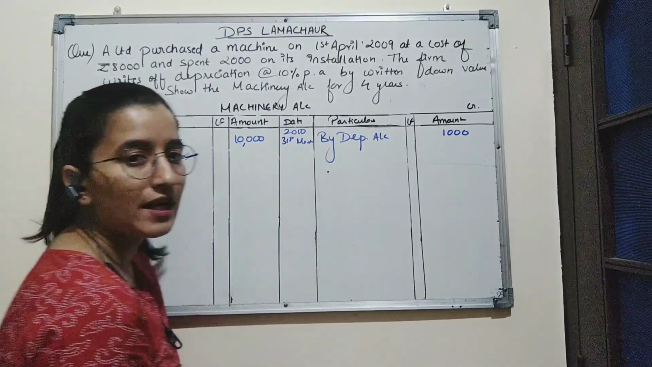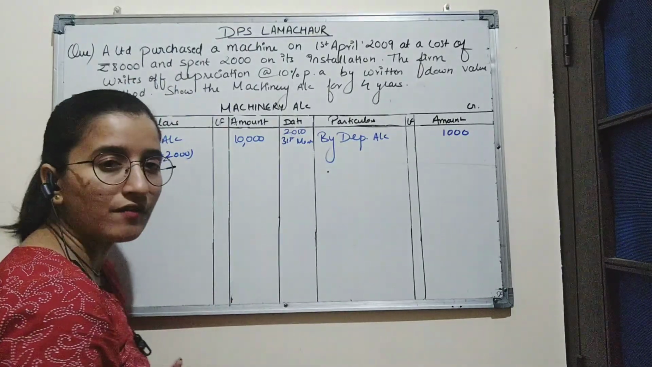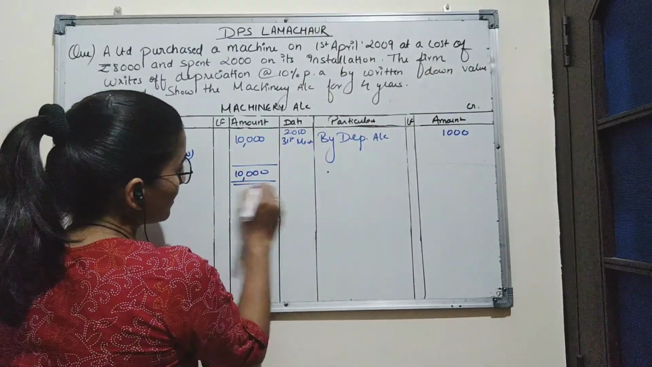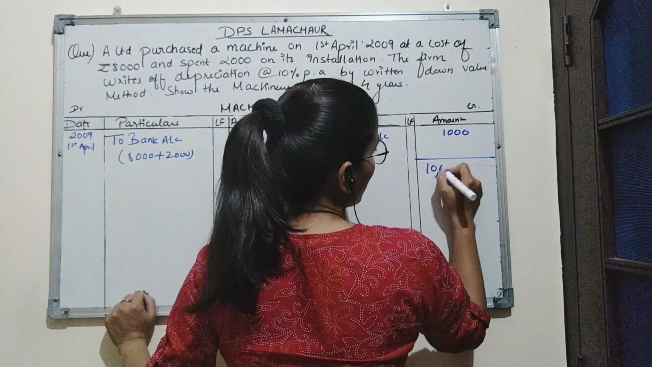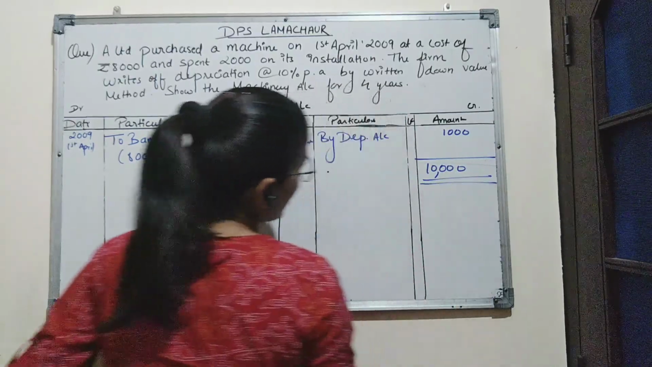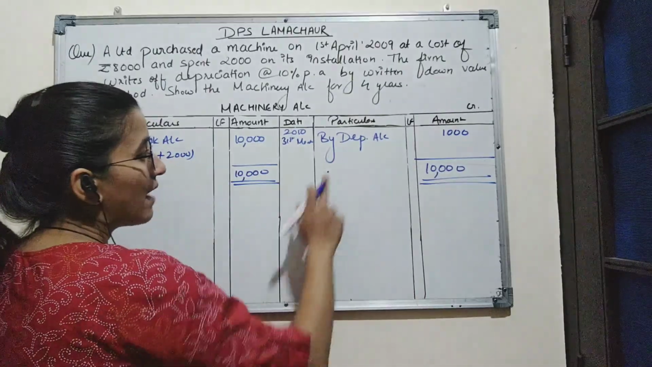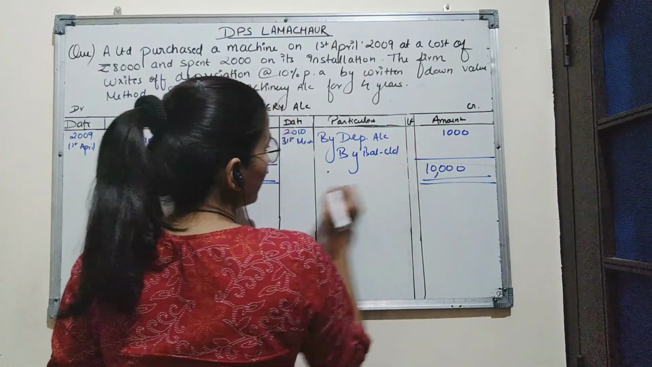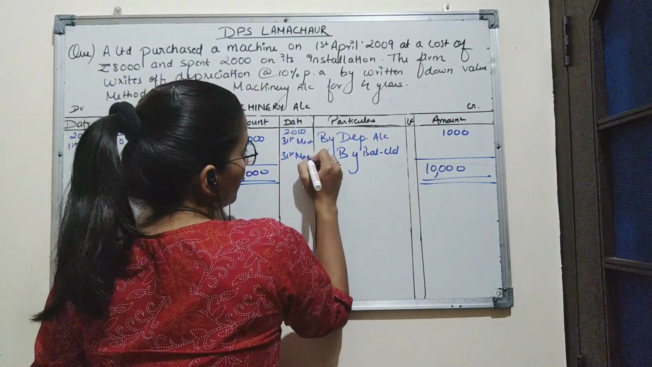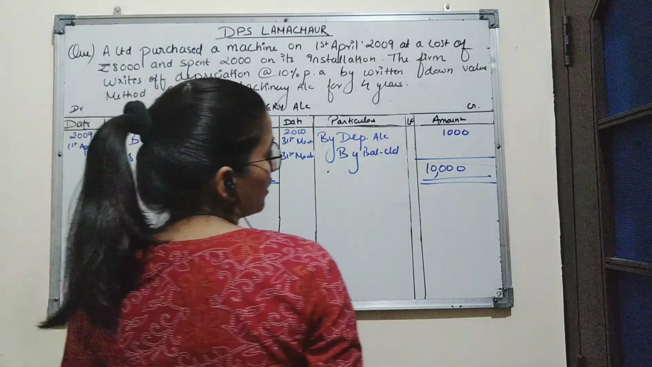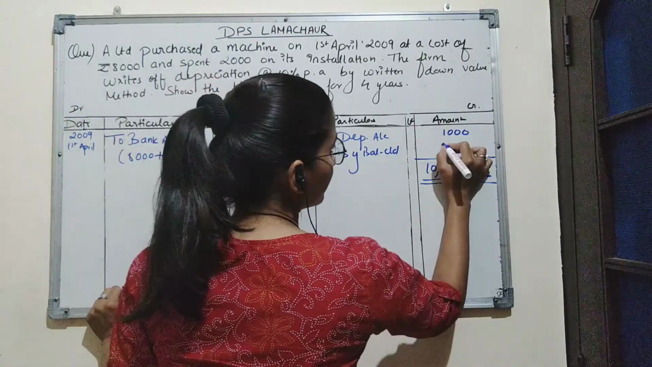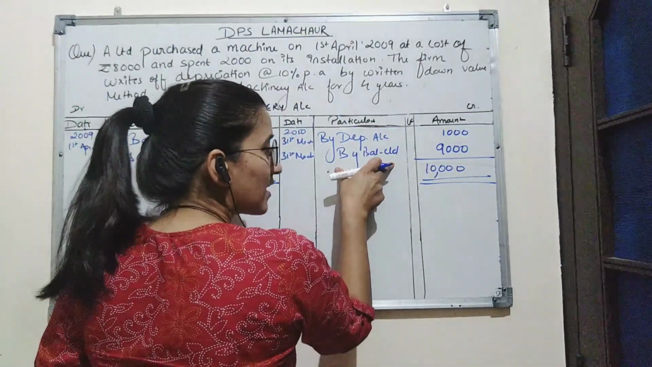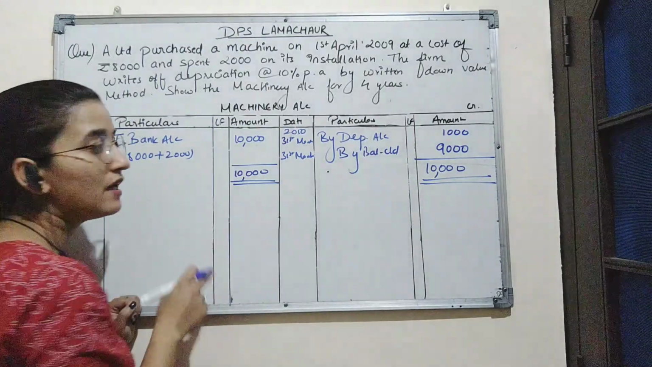Now we will see which side has the greater value. The debit side has the greater value with 10,000 rupees. So we'll write the total amount here, 10,000. This total amount will be recorded on the credit side also. So here will be the balancing figure. The balancing figure is written as by balance carried down, and the date will be the end of the year, which is 31st March. Now the balancing amount will be 9,000.